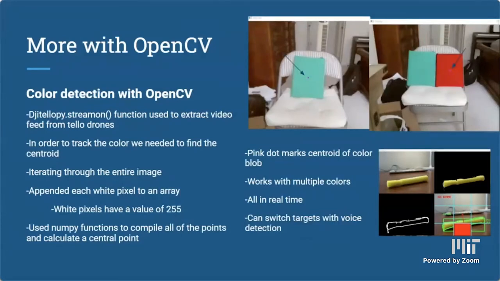And with this array, we would just use some simple NumPy commands as well as simple geometry to calculate the centroid of the color. As you can see here, the centroid is represented by pink, and this all works in real time as you saw in the demo. And you can also switch targets with voice detection, also in the demo.